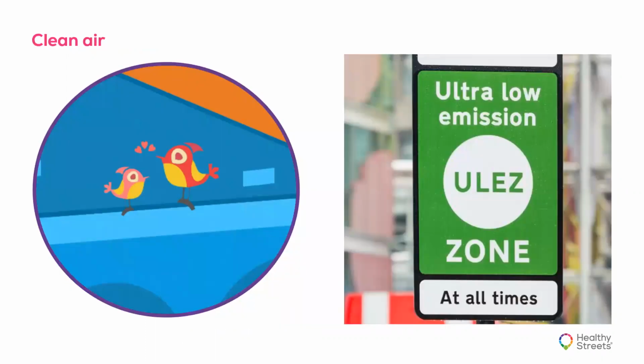And clean air is a moment for us to dwell on the role of citywide policies. Often with healthy streets, we think about individual people on individual streets, but those citywide policies can have a huge influence on it. And here we've got the example from London of the ultra low emission zone, which is a citywide policy that has significant impacts on people on streets across the region.